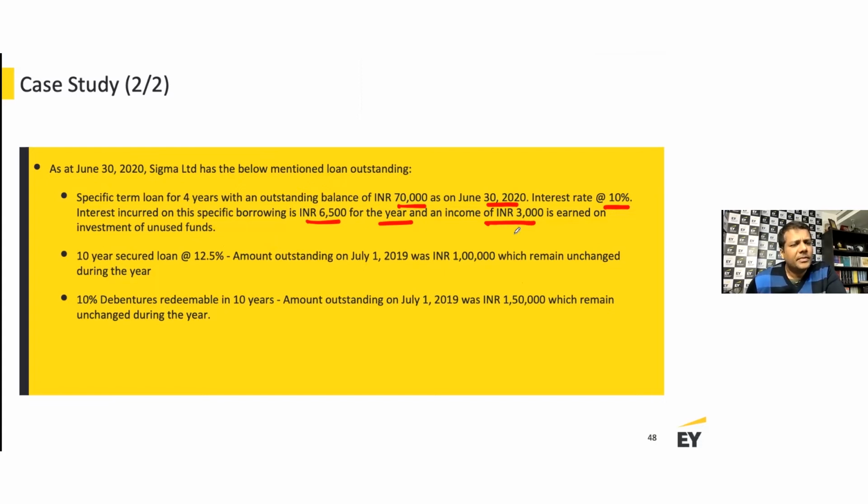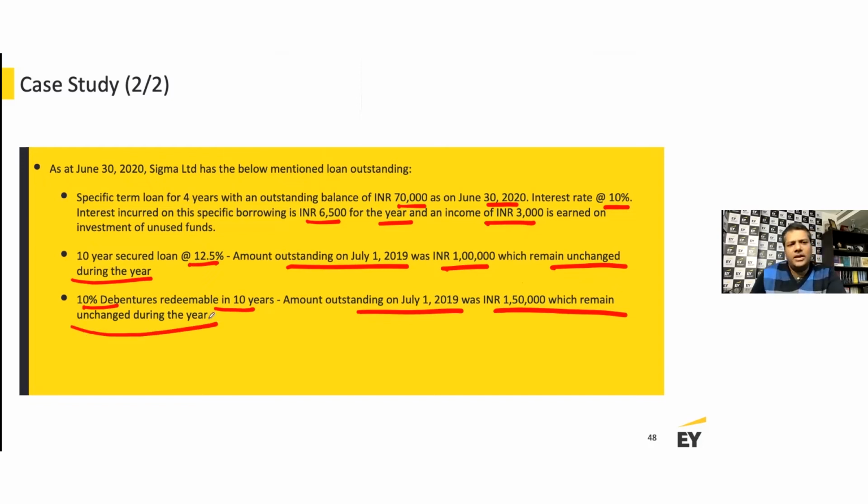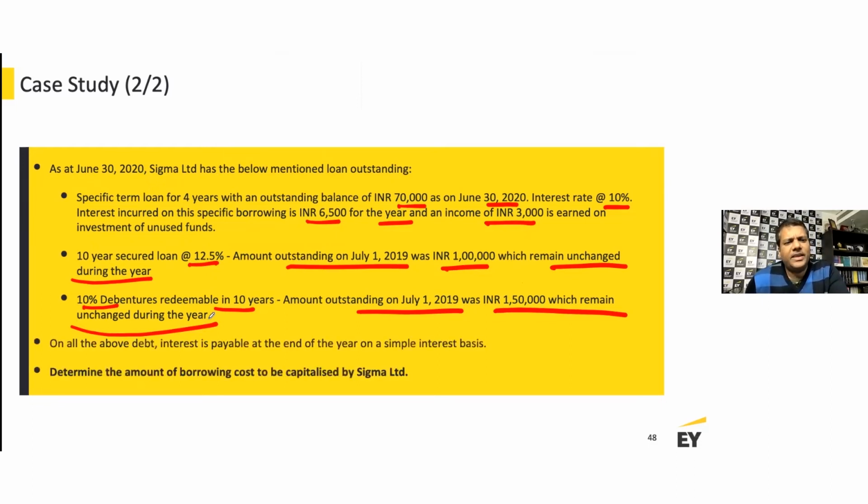Awesome. Now, a 10-year secured loan at the rate of 12.5%. The amount outstanding on July 1, 2019 was INR 100,000, which remains unchanged during the year. And then 10% debentures redeemable in 10 years, the amount outstanding was 1,50,000, which remained unchanged during the year. So we have a specific borrowing and general borrowings, two types of borrowing. We have to determine the total interest which I need to capitalize. Interest is payable at the end of the year on a simple interest basis. So let's look at the solution on a step-by-step basis.